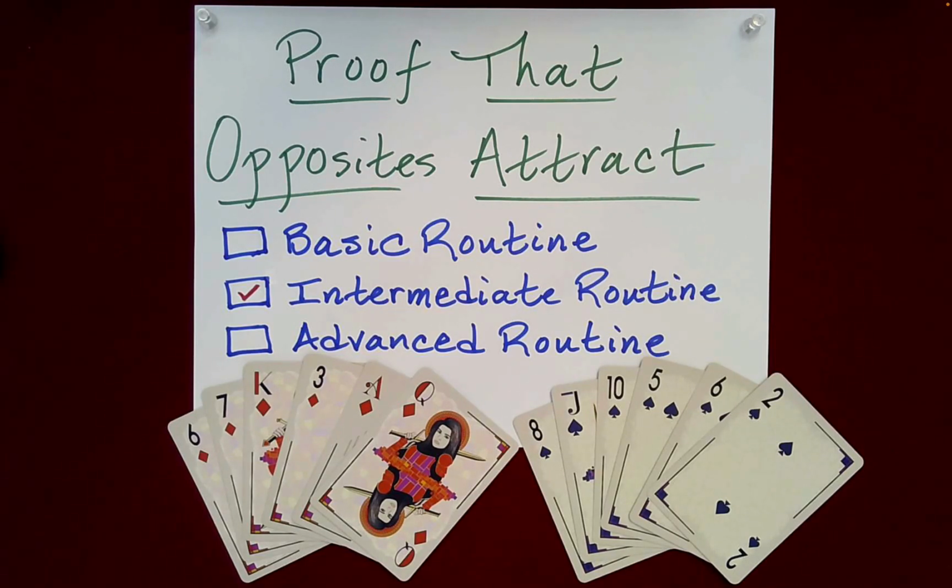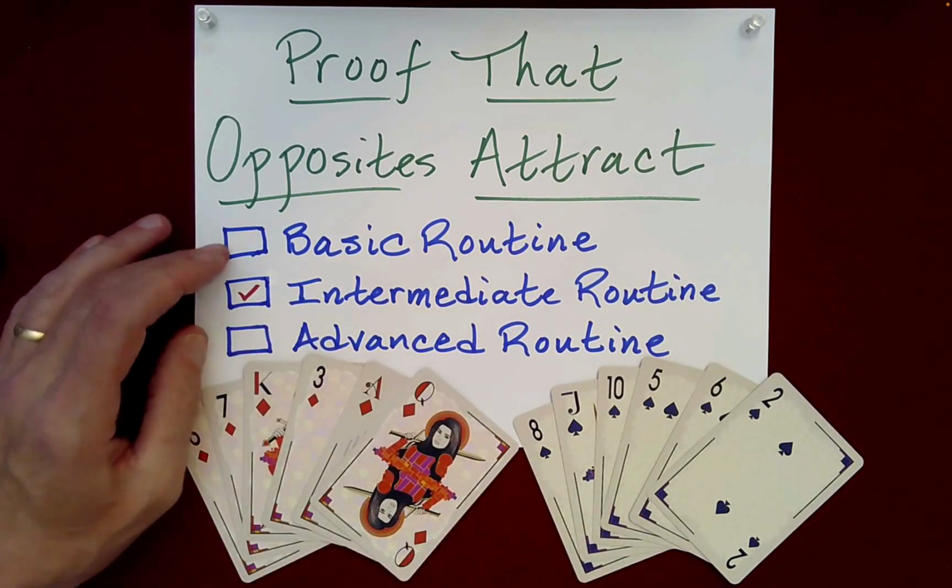Okay, we're going to look at the second video in this short series devoted to this very interesting routine entitled Proof That Opposites Attract. We're going to ratchet up the sophistication a little bit to the intermediate level. Now it is true for this one, you actually do need 6 red and 6 black.